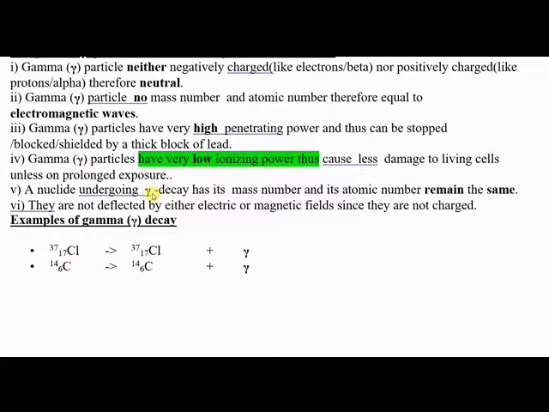This is gamma decay. Its mass number and its atomic number remain the same. Nothing changes. They are not deflected by either electric or magnetic field. Since they are not charged, they cannot be deflected. So everything remains the same. This is an example of a gamma decay.